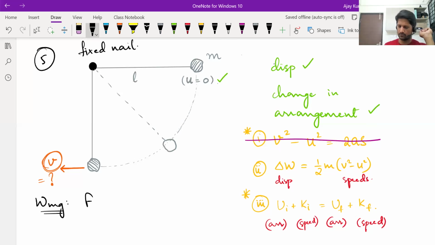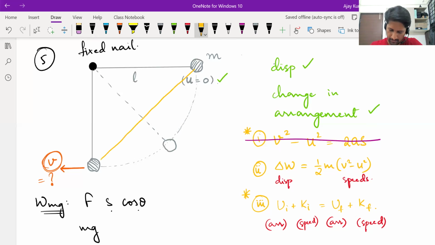Weight is a constant force. We are using F s cos theta to calculate the work. Force is mg. What about s and cos theta? If you visualize, the actual displacement of the object is from here to here.